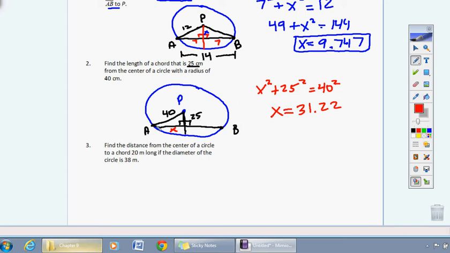Because x is the distance from here to the center, but it wants me to find the entire chord. So I have to go ahead and double that. 31.22 times 2 to get the entire chord. So my answer should be 62.44. Alright. Nice job.